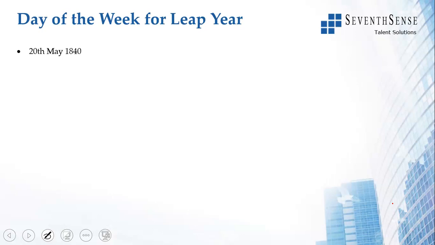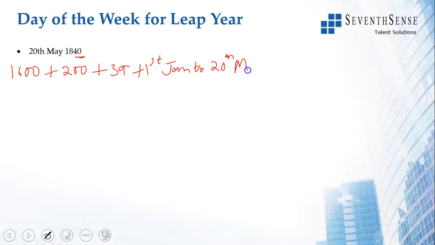20th May 1840. So let us look at the last 2 years. 40 by 4 is 0 as the remainder. So it is leap. So I split this as 1600 plus 200 is 1800 plus 39 is 1839 plus 1st Jan to 20th May of the 40th year, 1840. So 1600 gives me 0 odd days, 200 gives me 3 odd days.